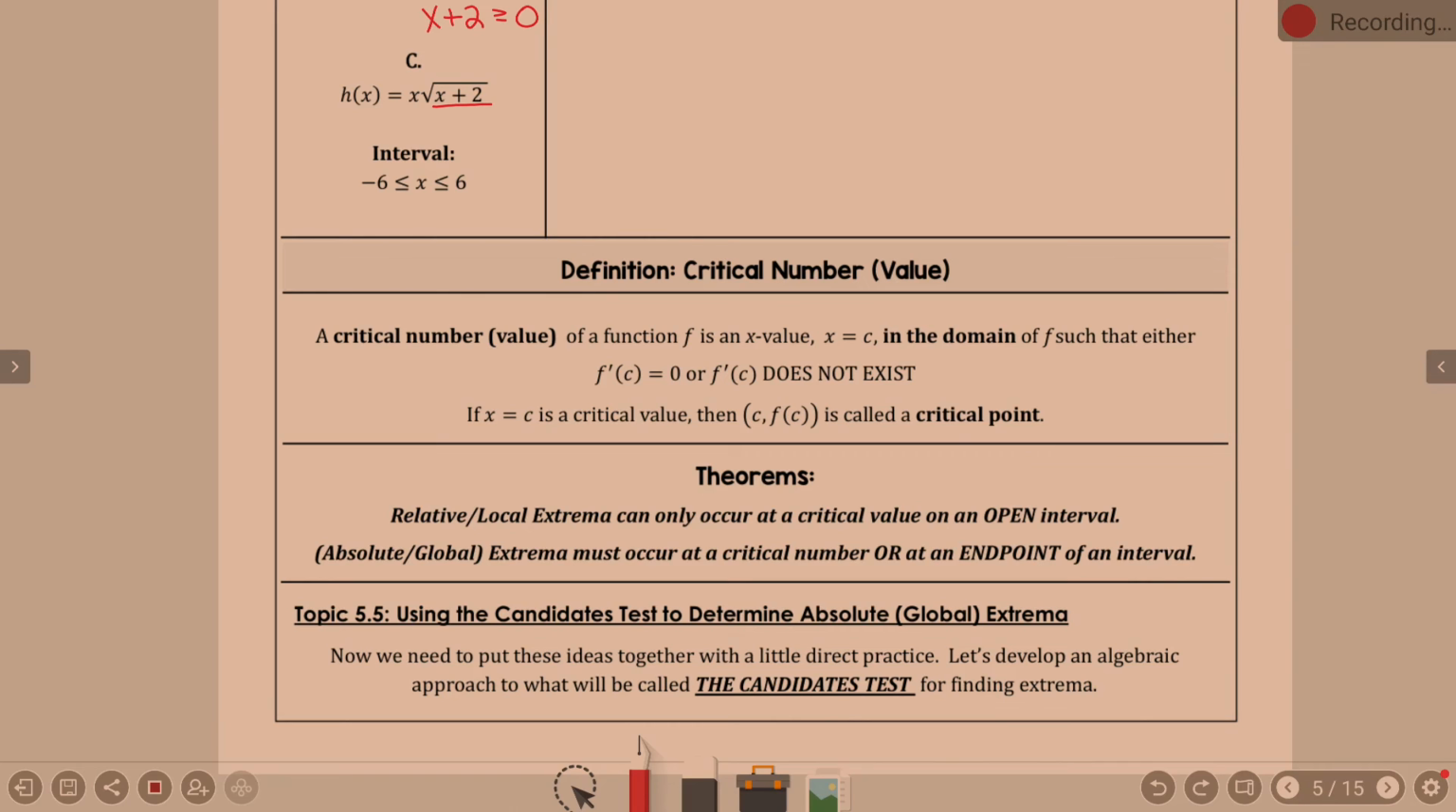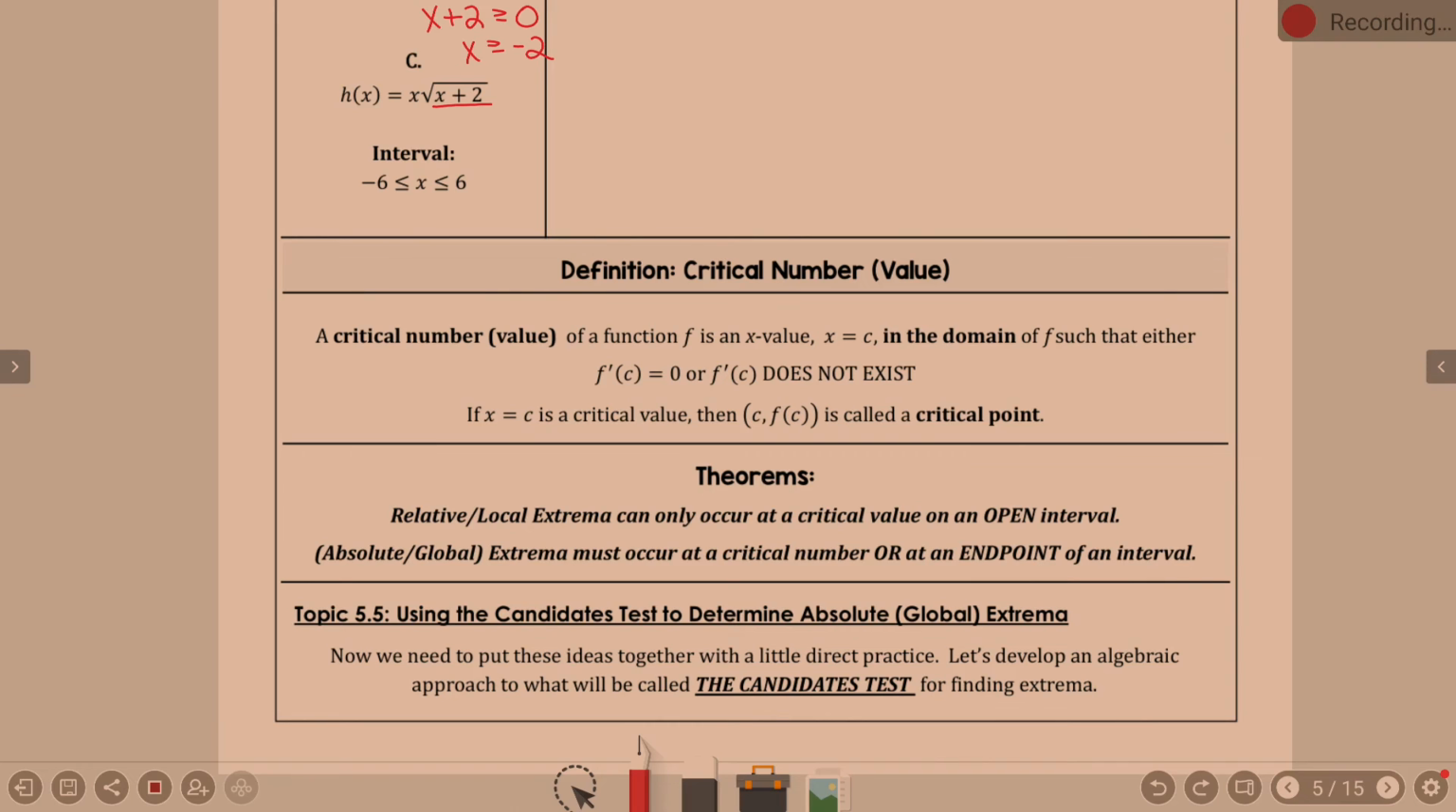Any x value I put into this function has to make x plus 2 greater than or equal to 0, which means x has to be greater than or equal to negative 2. Can we talk about this function being continuous on the interval from negative 6 to 6? No, because any value I put into this function less than negative 2 isn't going to make it happen. Does that make sense there?